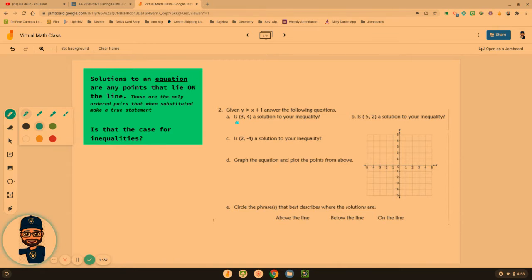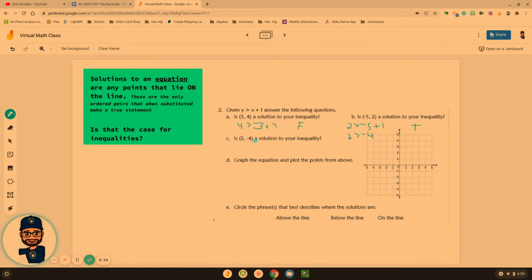So 3, 4, if I were to plug that in, 4 greater than 3 plus 1, that gives me 4 is greater than 4. So we're going to say that's a false statement. That does not work. If I plug in negative 5, 2, 2 for the y, negative 5 plus 1, that's definitely a true statement because 2 is greater than negative 4. All right, so that's a true statement.